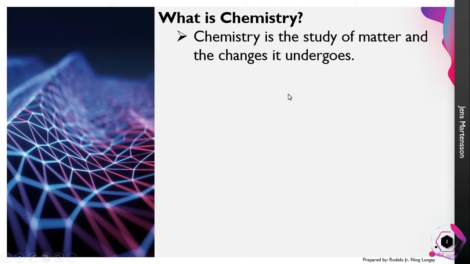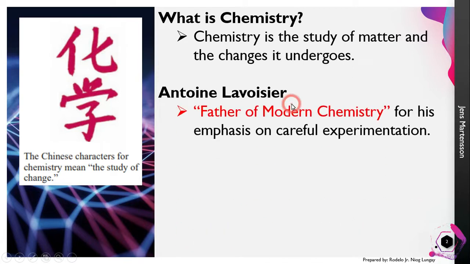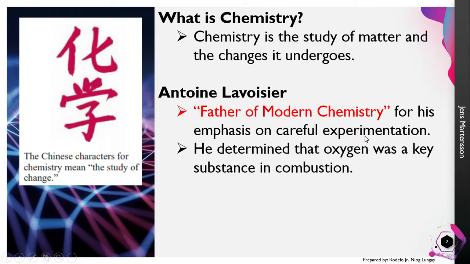The father of modern chemistry is Antoine Lavoisier. He is considered the father of modern chemistry for his emphasis on careful experimentation. It was Lavoisier who determined that oxygen was a key substance in combustion. As you can see on the left side of your screen, this is the Chinese character for chemistry, which means the study of change.